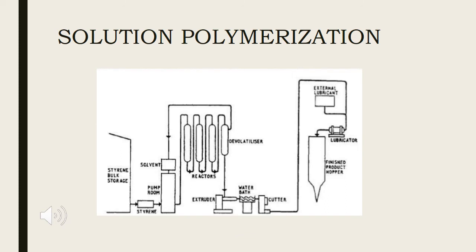In solution polymerization, styrene and solvent are blended together and pumped through a number of reactors. At a temperature of 225 degrees centigrade, the solvent and polymer are fed into an extruder unit, extruded as filaments, granulated and stored. Residual monomer and some very low molecular weight polymers are removed.